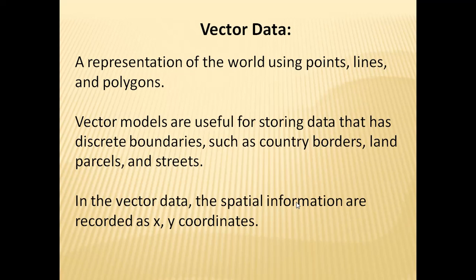Next, what is vector data? A representation of the world using points, lines, and polygons. Vector models are useful for storing data that has discrete boundaries such as country borders, land parcels and streets. In vector data, the spatial information is recorded as XY coordinates. Till now, we discussed raster data. Raster data appears in grid size, pixel size, and each pixel represents the DN value.